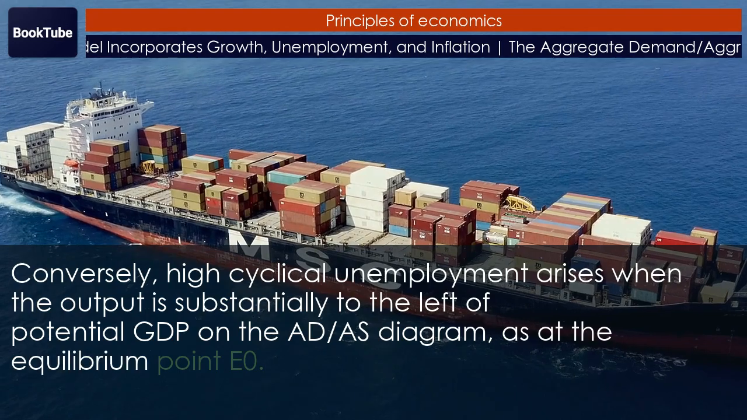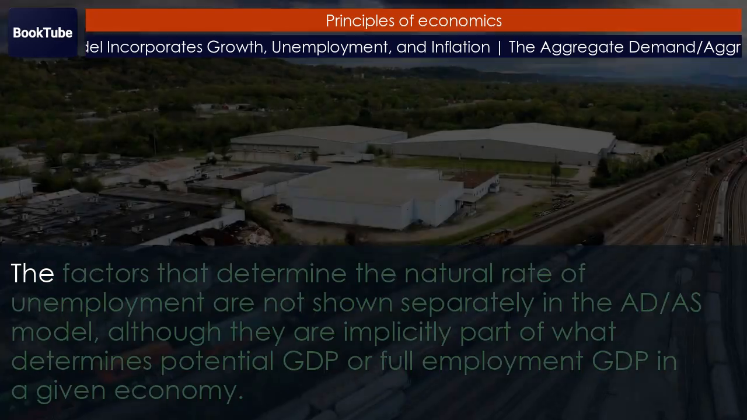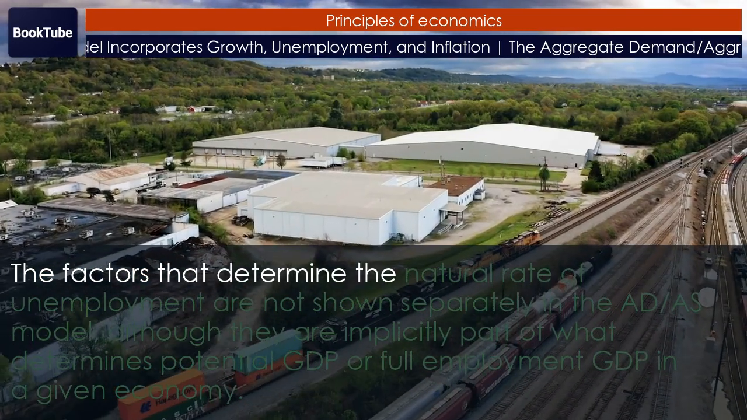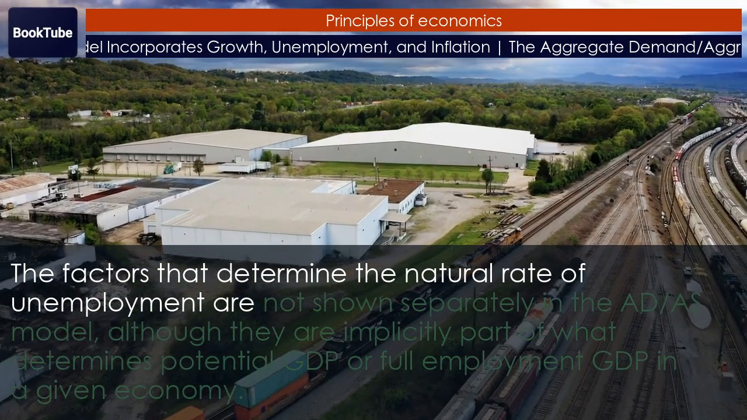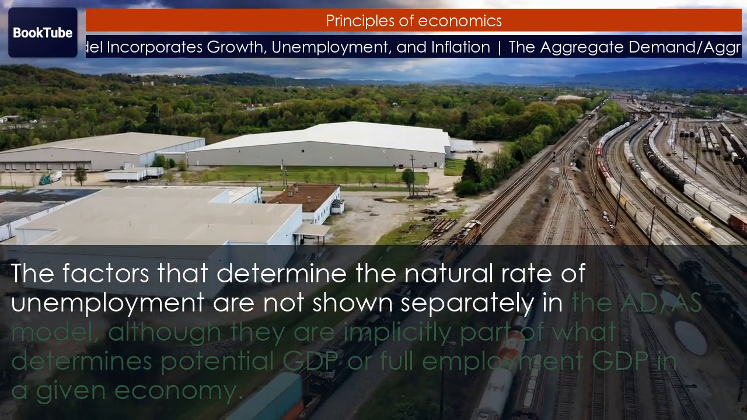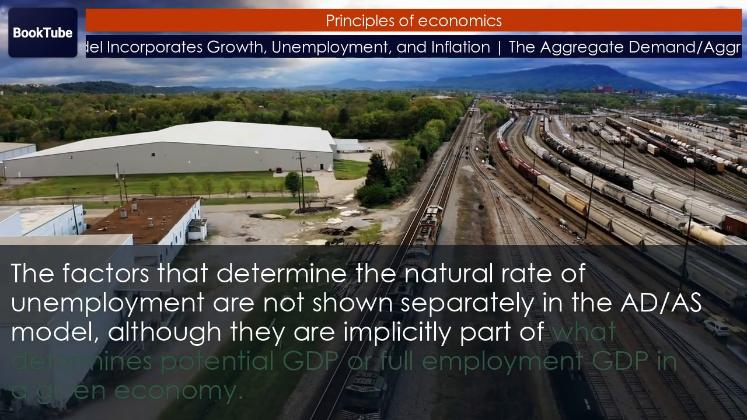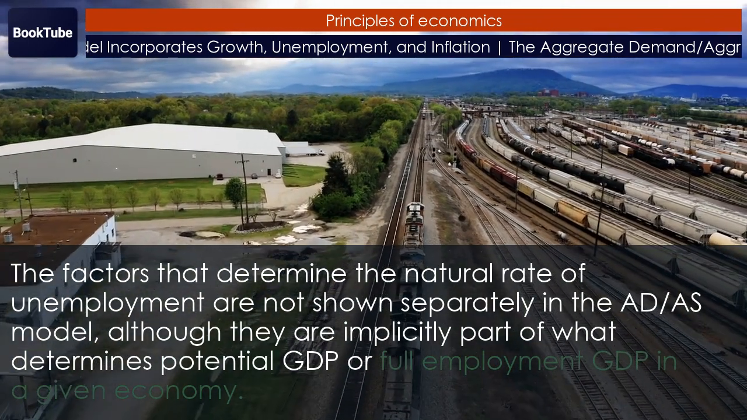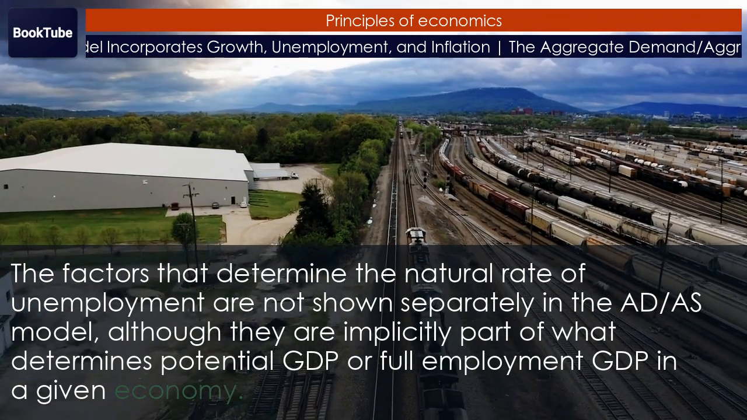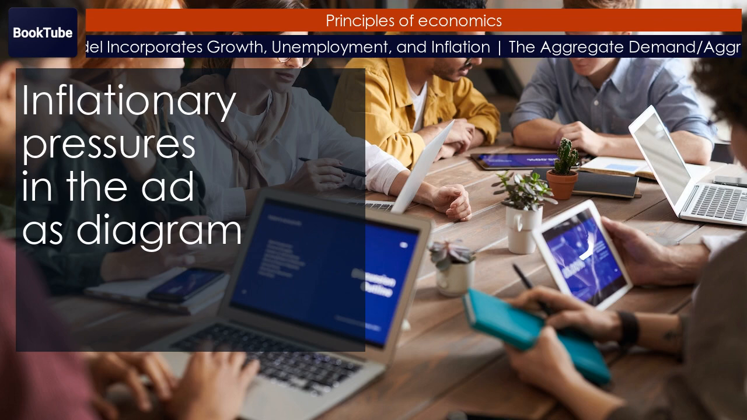As at the equilibrium point E0, the factors that determine the natural rate of unemployment are not shown separately in the AD-AS model, although they are implicitly part of what determines potential GDP or full employment GDP in a given economy. Inflationary pressures in the AD-AS diagram.